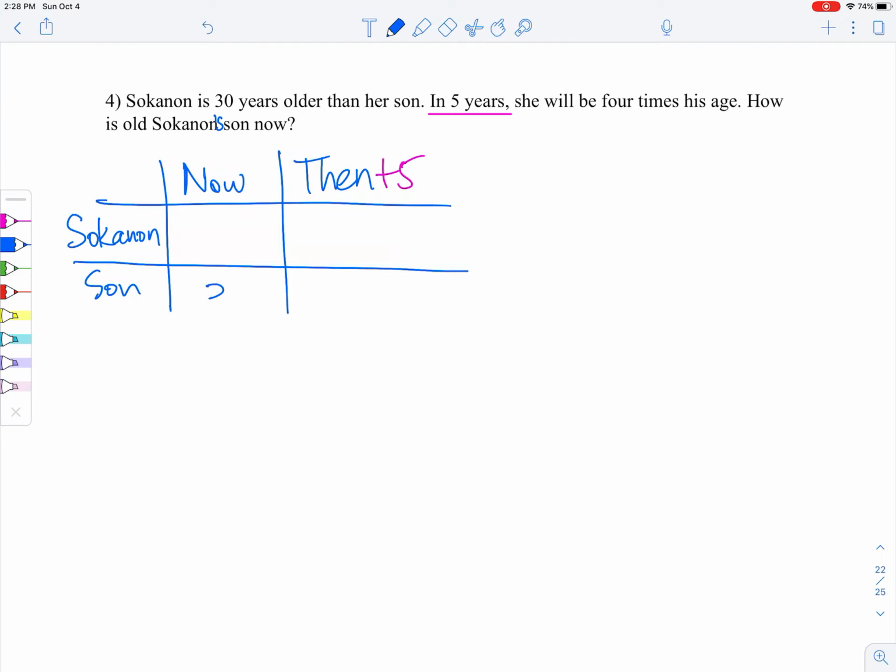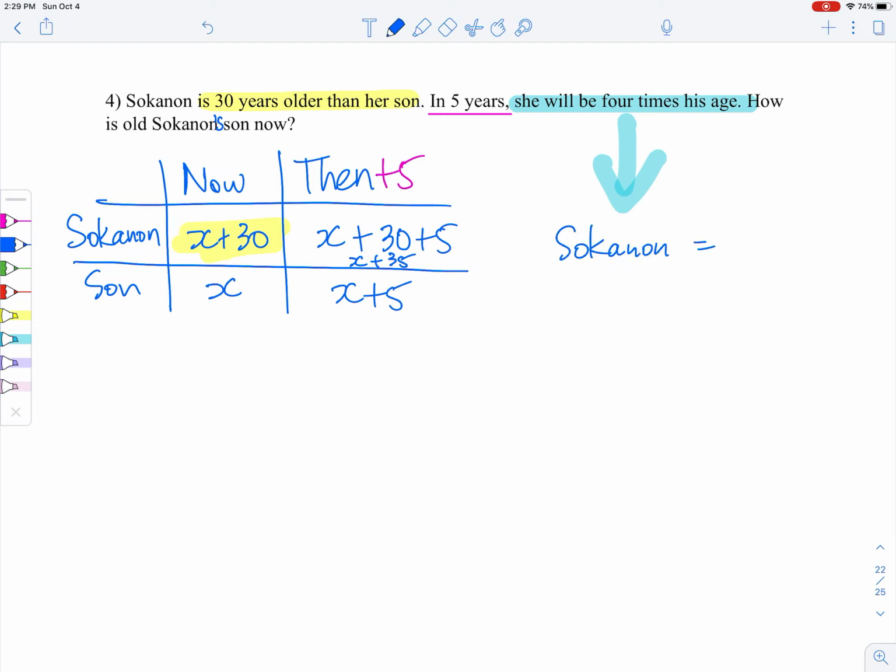The son is going to be younger, so the son's going to be x. Then it says Sokanon is 30 years older than her son. So that's going to be x plus 30. Without reading anything else, we're just going to add 5 for how old they are in the future. So 30 plus 5 and x plus 5. And if you wanted to just write x plus 35, that also totally works. So in the future, she will be 4 times his age. We're going to use that to write our formula. We know that Sokanon is going to equal 4 times her son. So that means that x plus 35 equals 4 times, and her son was x plus 5.